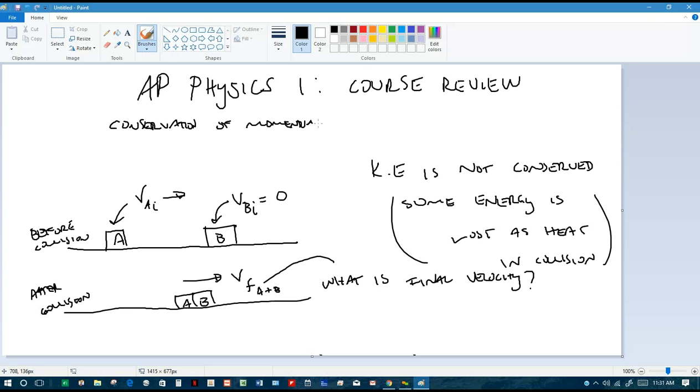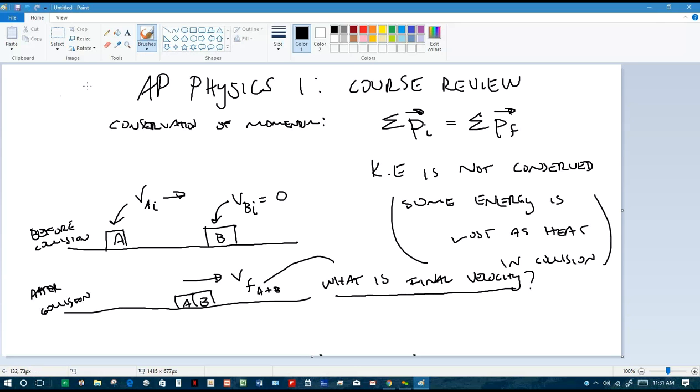And typically that's written as the sum of momentum before a collision is equal to the sum of the momentum after the collision. So we can apply that to this particular problem, to answer a very common question in AP exams, which is, what is the final velocity of these two blocks that are now moving as a system stuck together?